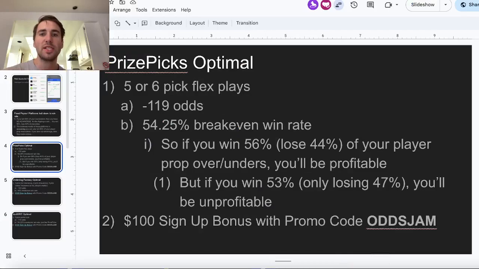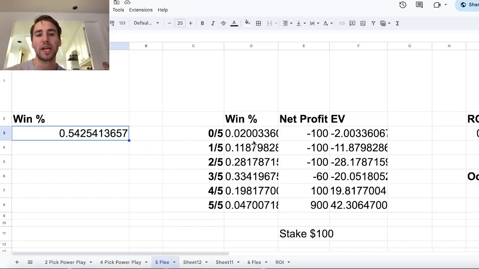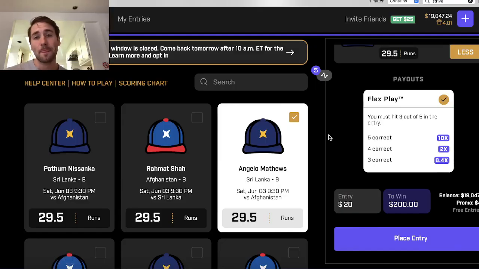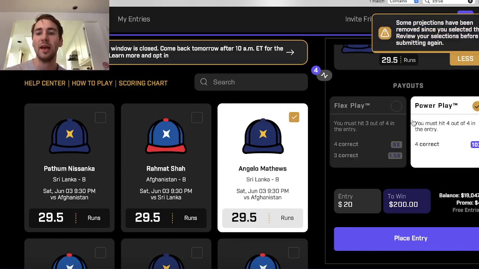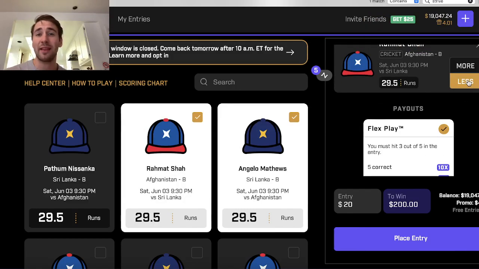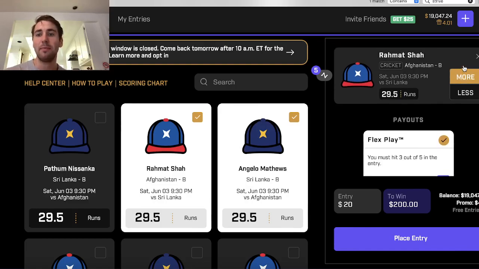So basically what you can do is back out, and I'll include this spreadsheet in the description: what percentage of my picks do I have to win on PrizePicks to be profitable? It turns out to be 54.25%. That's pretty hard. You have to win 55-ish% of your player props, only losing 45%, to make money. If you can only get these correct 50% of the time, you're going to lose money, because 50% means you have no advantage. To be profitable on PrizePicks, you want to win 55% of your player props, only losing 45%.